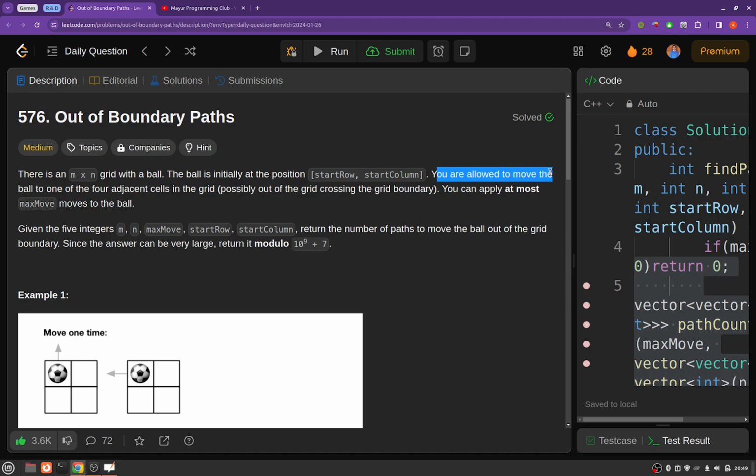You are allowed to move the ball to the 4 adjacent cells in the grid, possibly out of the grid also. You can apply at most max moves. In each move you can move the ball to one of its adjacent 4 sides. What are those adjacent 4 sides?